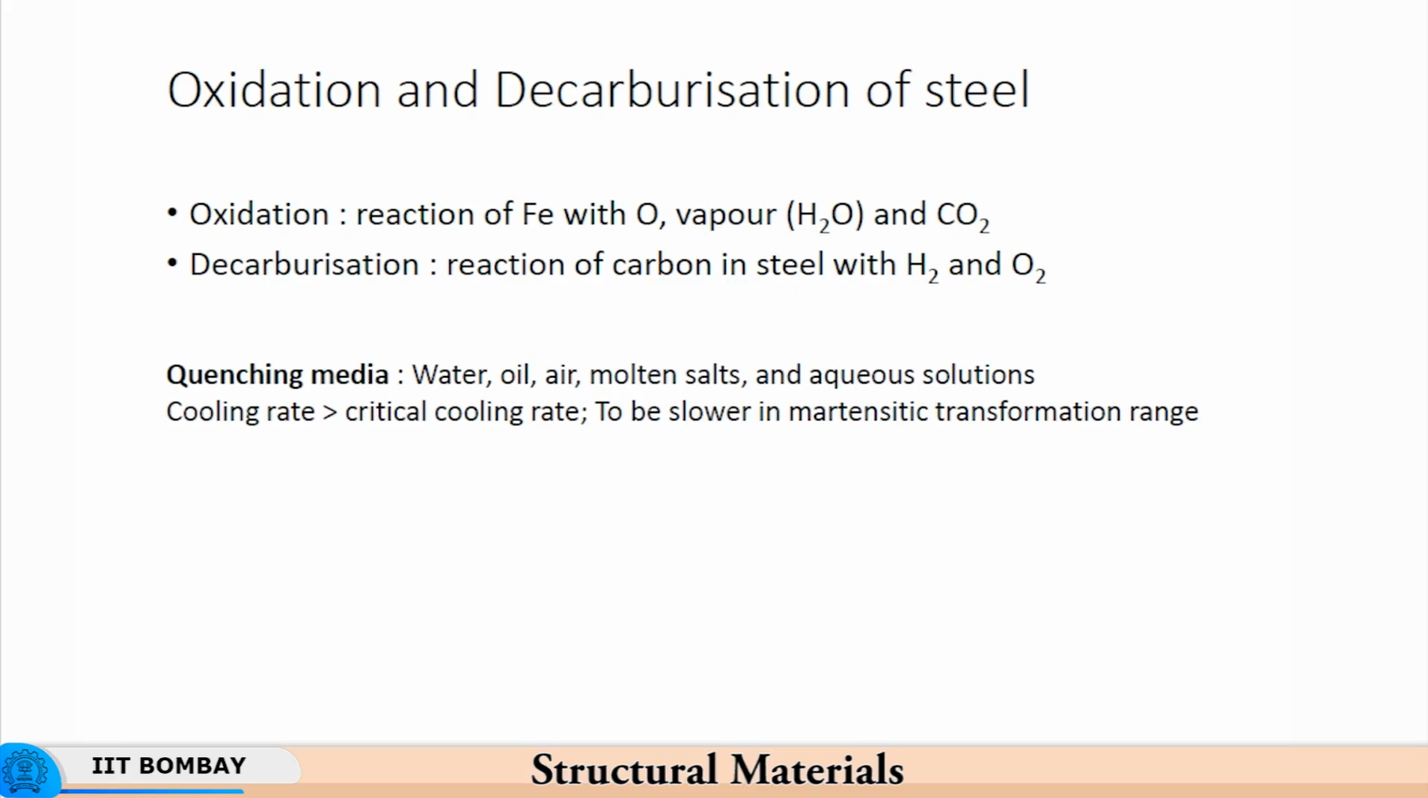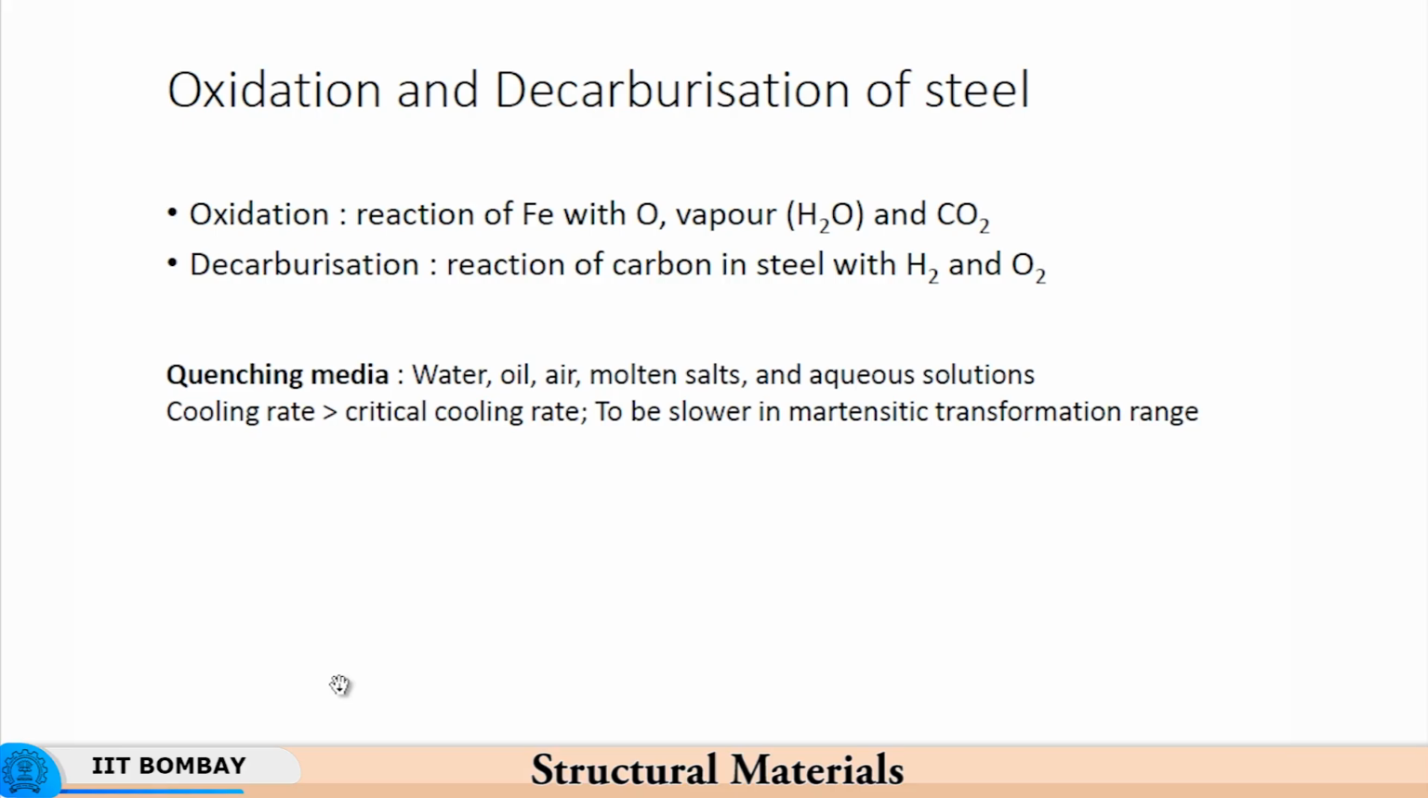So, if the surface gets decarburized, for example, the surface becomes soft and prone to fatigue damage and surface deformation. The surface becomes relatively weaker. So, we come to the point of oxidation and decarburization of steel. Oxidation is basically the reaction of iron with oxygen, water vapor and carbon dioxide. Decarburization is the reaction of carbon in steel with hydrogen and oxygen.